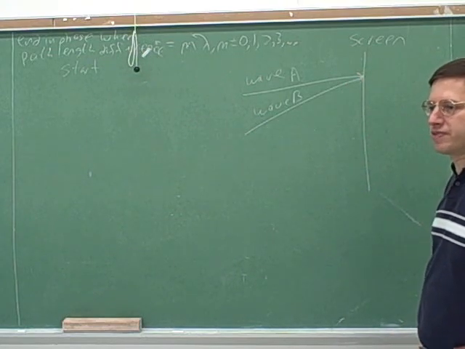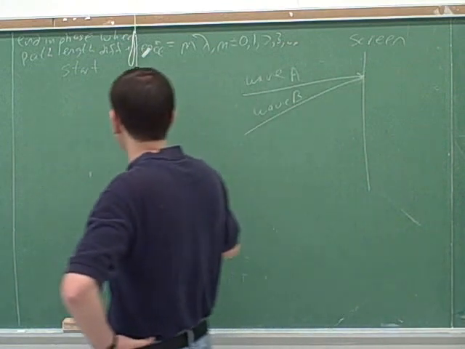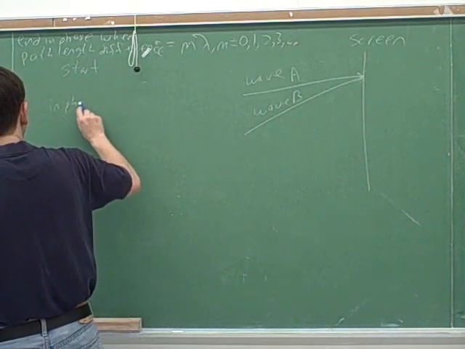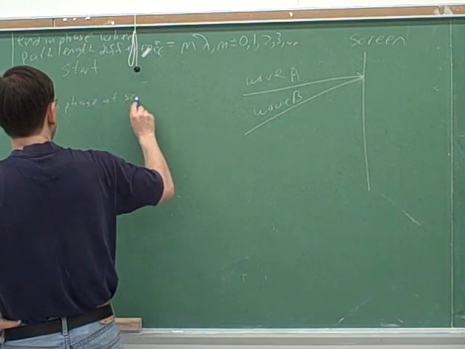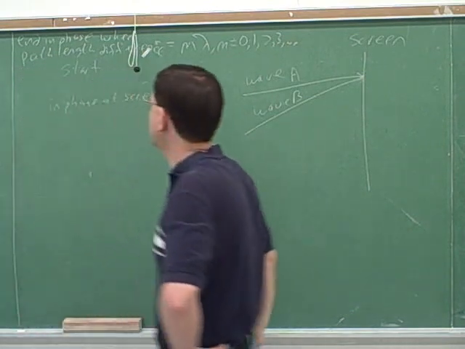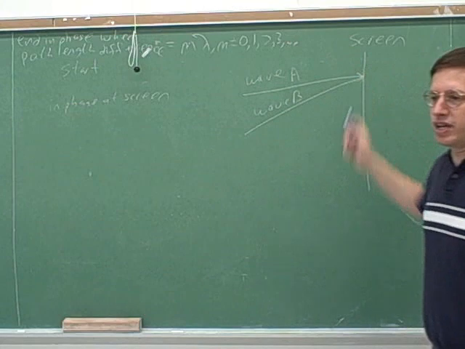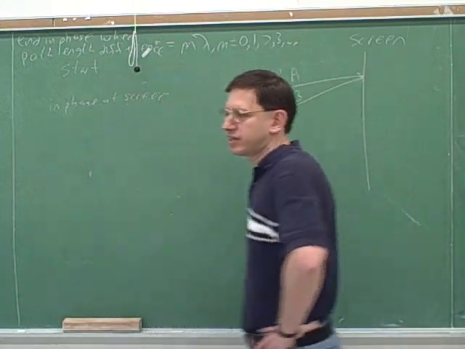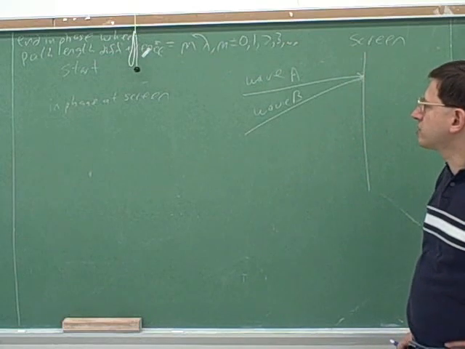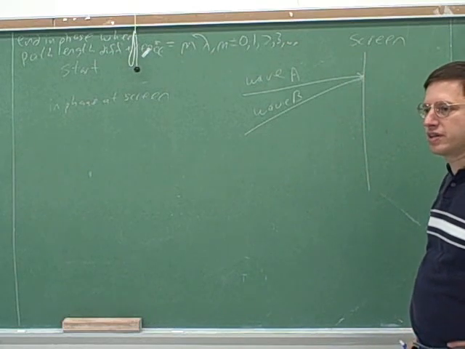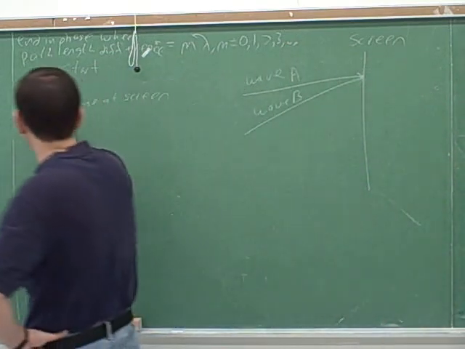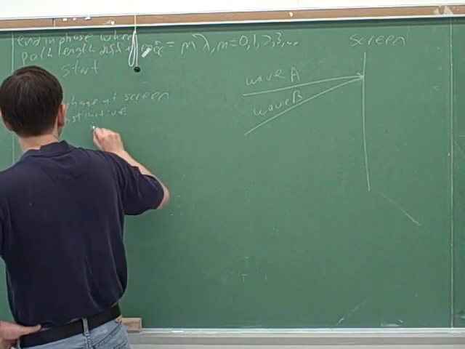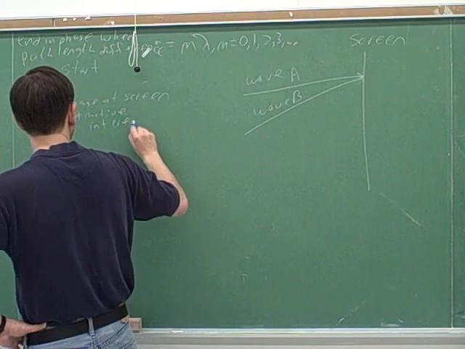And now here we get to interference. So let's say that they're in phase. Well, if the two waves are in phase when they hit the screen, now we're not talking about the start anymore, we're talking about the end. If they're in phase when they get to the screen, are we going to have constructive or destructive interference? Constructive. Yeah. This is what's called constructive interference.